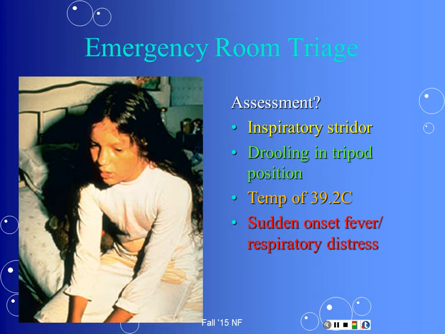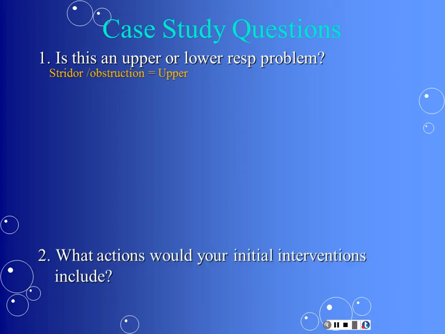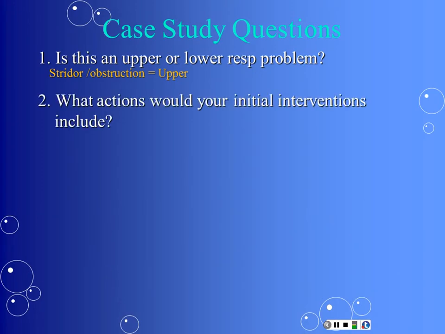So when we're talking about epiglottitis and croup, are we talking about upper respiratory or lower? Upper. Okay. So if we're talking about stridor, we're talking about upper airway obstruction. Okay, what nursing interventions, what are our initial actions going to include?